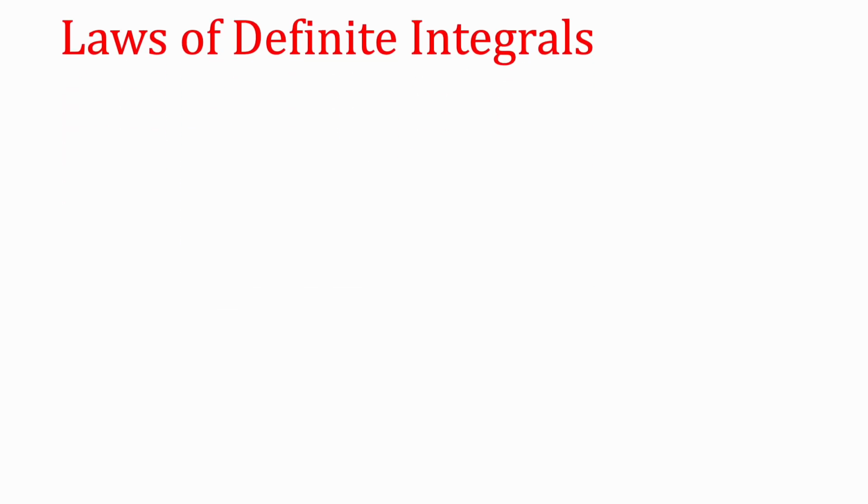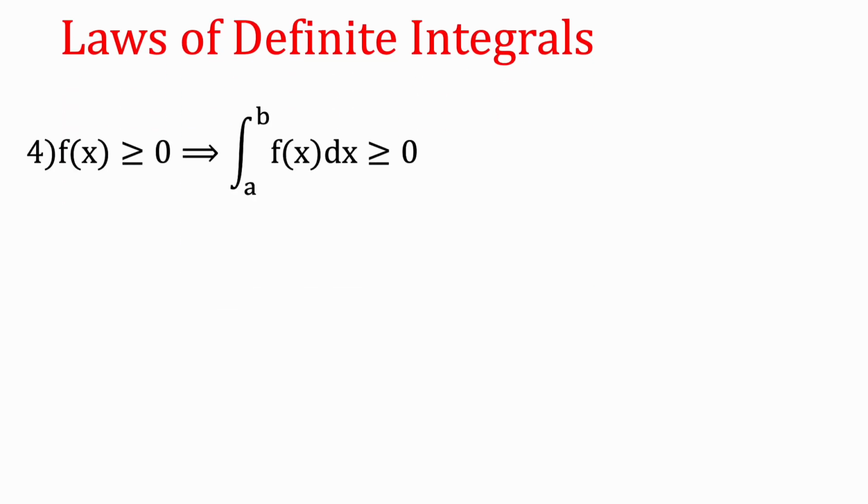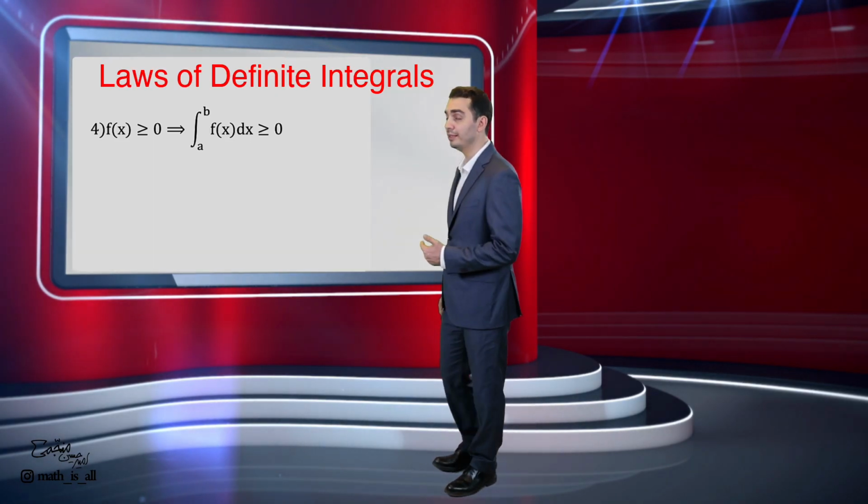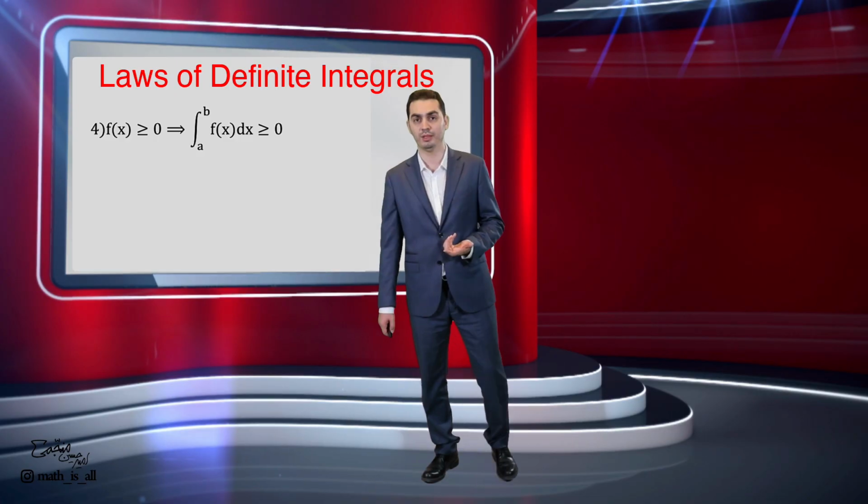The next rule says that if f of x is positive, meaning the graph of the function lies above the x-axis, then its integral will also be positive. I think this is very clear. Why? Because when the curve is above the x-axis, we already said that the area under it is considered positive. So its integral must be positive.